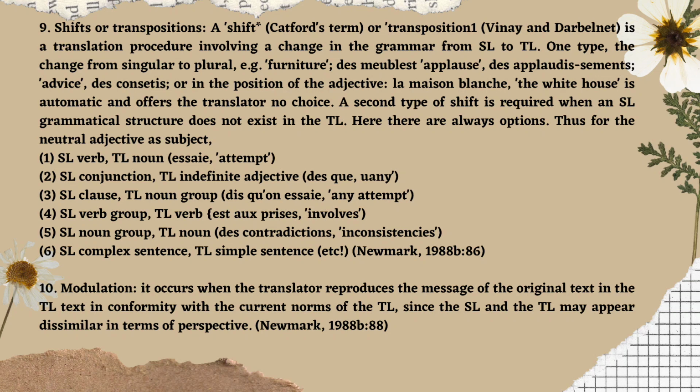Number 10, modulation. It occurs when the translator reproduces the message of the original text in the TL text in conformity with the current norms of the TL, since the SL and the TL might appear dissimilar in terms of perspective.